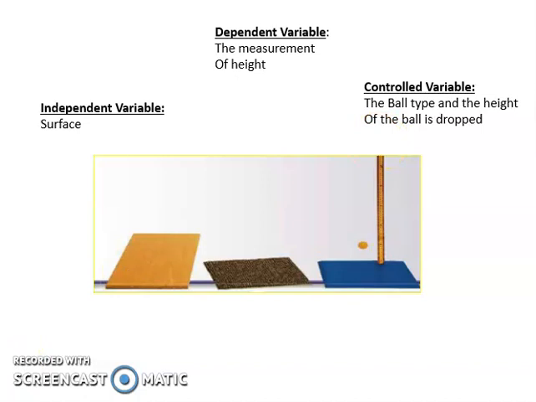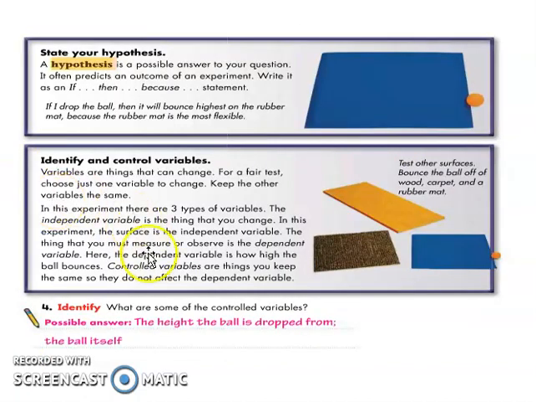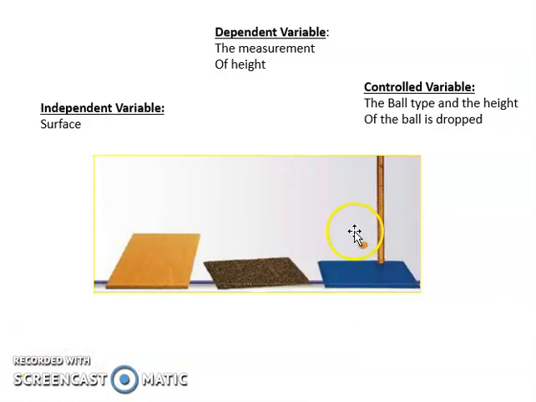Okay. Now, let's go here. Number 4. What are some of the control variables? The height of the ball, the height the ball is dropped from, and then the ball itself. As I mentioned here, the control variables are the type of the ball, at the same time the height of the ball that you're going to drop. So we use one long meter stick for this one, or the long ruler for this.